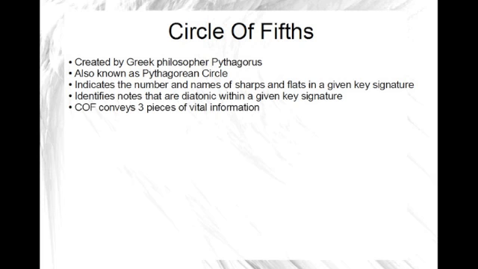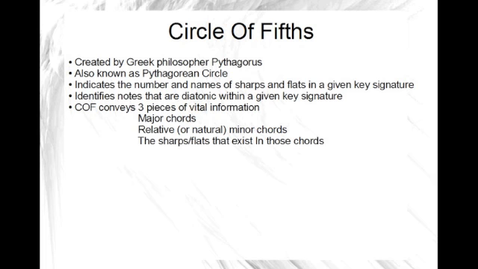So the circle of fifths conveys three pieces of vital information: the major chords, and the natural minor chords or relative minor chords that are associated with the major chord, and the number of sharps or flats that appear in those chords, i.e. the sharps or flats that are diatonic to those chords. Every other note in those chords will be natural.